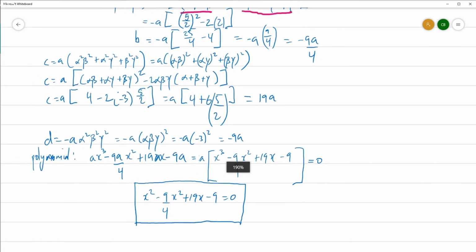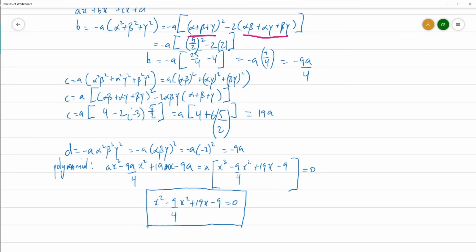So that completes question number 2 in the June 2019 Maths paper.